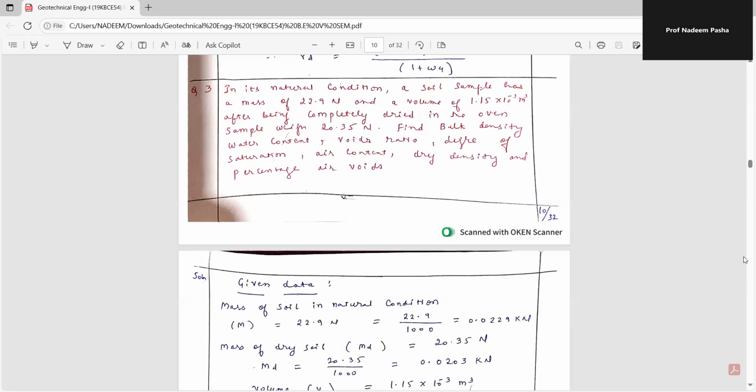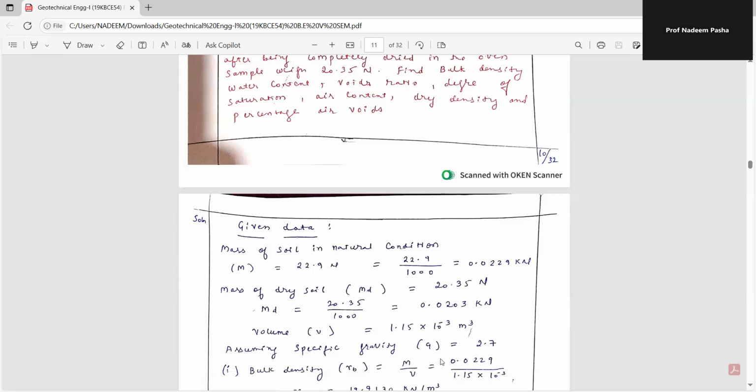So the given data is mass of soil in natural condition M is equal to 22.9 Newton. So 22.9 Newton, to convert it to kilonewton divide by 1000, it comes out to be 0.0229 kilonewton. Next, mass of dry soil MD is equal to 20.35 Newton. So again you divide by 1000, it comes out to be 0.0203 kilonewton. Volume V is equal to 1.15 into 10⁻³ meter cube.